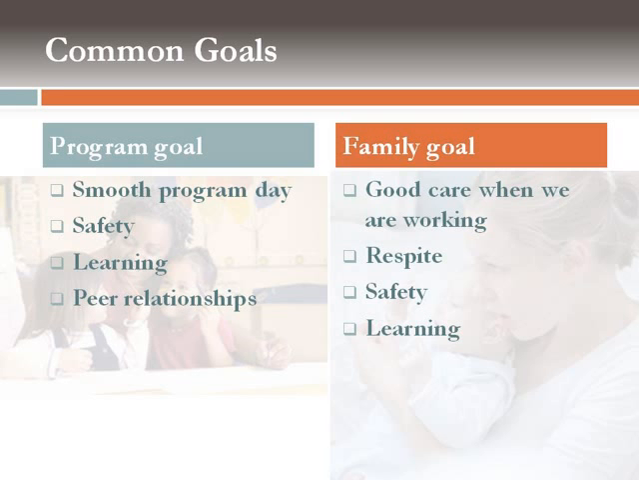Usually a family has goals that focus on their child having good care during parent work hours, getting rest, and also safety, and then learning. So as you can see, we have some similarities there. Yes, some of our basic goals overlap with those of parents and families. So when we're not seeing eye to eye, we should really come back to talk about these common goals: that we both want the child to be successful in our program and successful in life.